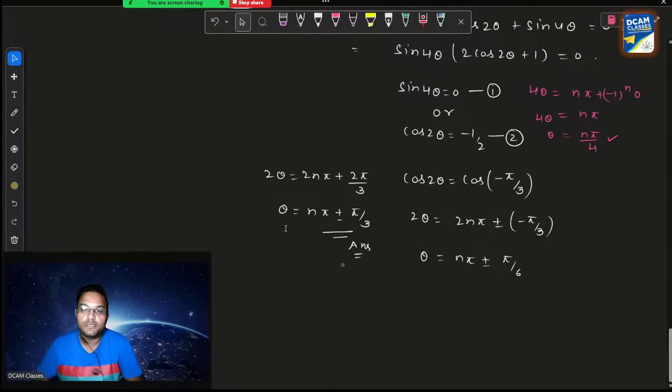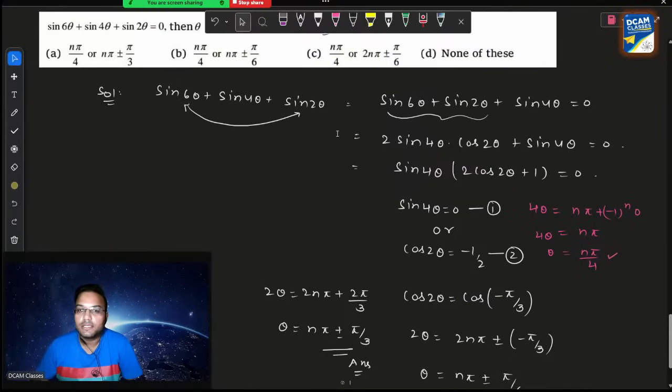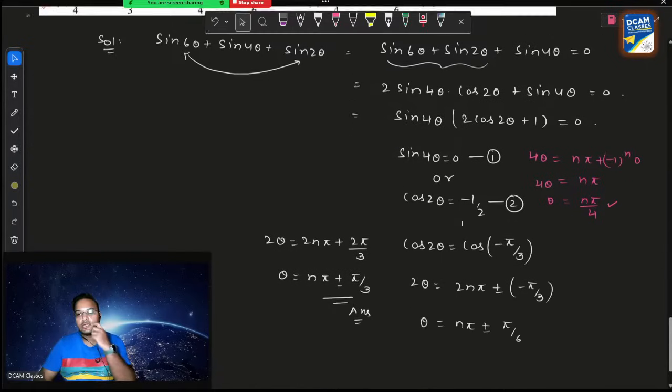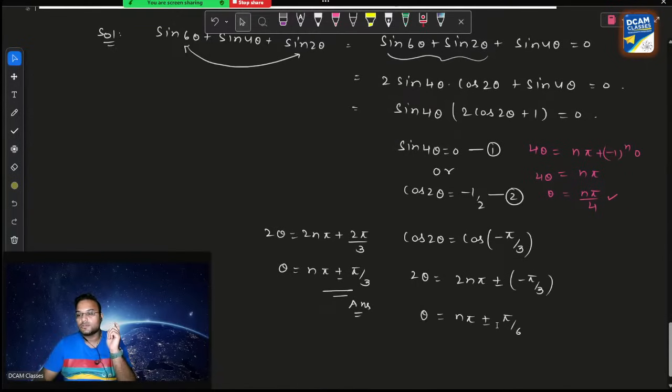So this is how you should get the answer. It's n pi by 4, n pi plus or minus pi by 3. Actually, they should have specified that theta is positive. Otherwise, you'll get this answer, n pi plus or minus pi by 6.